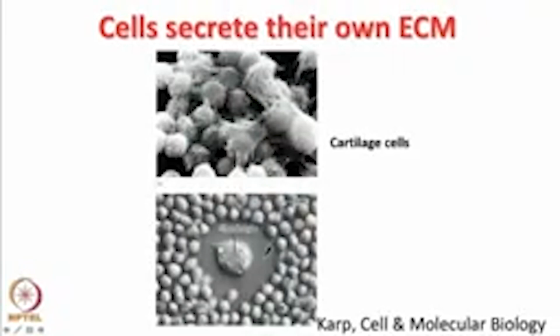So, that brings us to the question, how does the ECM come into play to begin with? And it is perhaps not surprising that cells secrete their own ECM. Fibroblasts, for example, in connective tissue are one of the main cells which secrete a lot of collagen. So, these are just two schematics of the matrix which is secreted by the cells. In this case, this is a matrix secreted by the cartilage cells, and it binds all the cells together through this mat which is woven by the cells themselves.